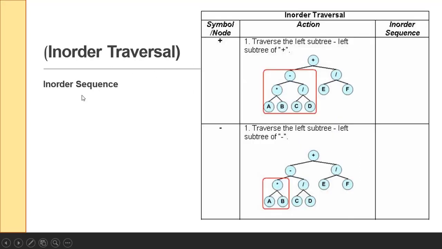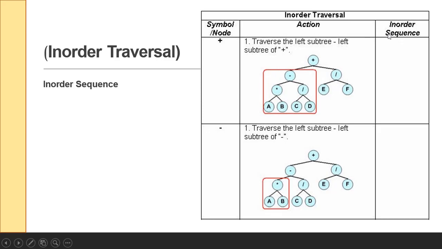On the in-order, we have this sequence: symbol node, the plus, minus, and so on. The tree that we have to evaluate, we go through it node by node. The in-order sequence here will appear after we evaluate this binary tree.